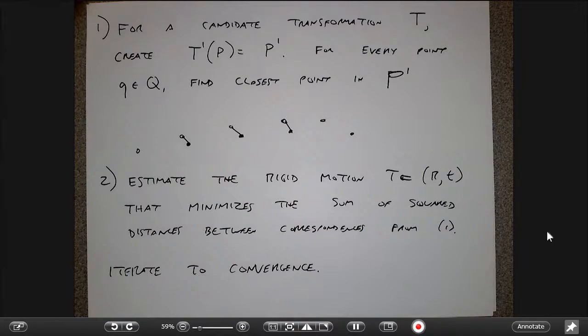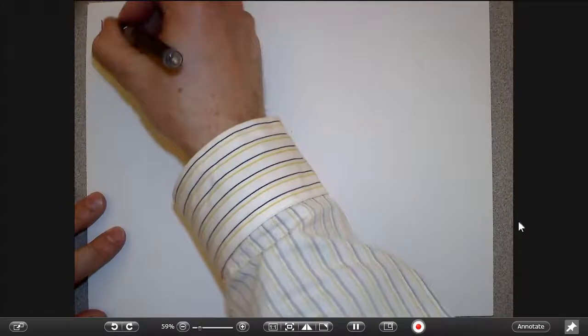The details of exactly how you estimate the best rigid motion are in the book. There's a nice closed form solution for this, which is nice. And there are a bunch of little twists on ICP to make things better. So basically, ICP improvements.